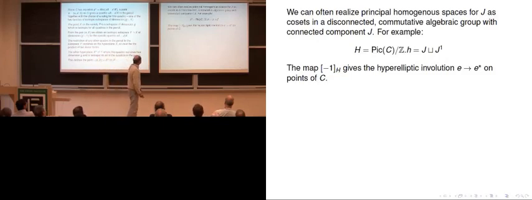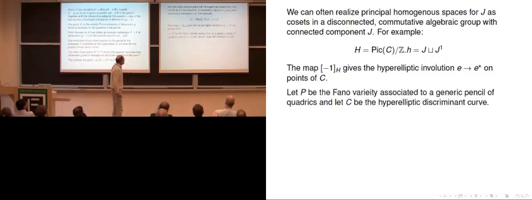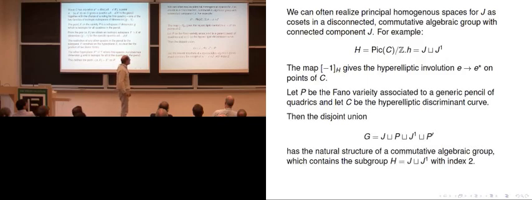Now let's put the Fano variety in. So we take the Fano variety associated to a generic pencil. Let C be the associated hyperelliptic curve. Then Jerry proves in his thesis that there's a group, a commutative algebraic group, with 4 connected components, which contains this group with index 2. And the 0 component is J.